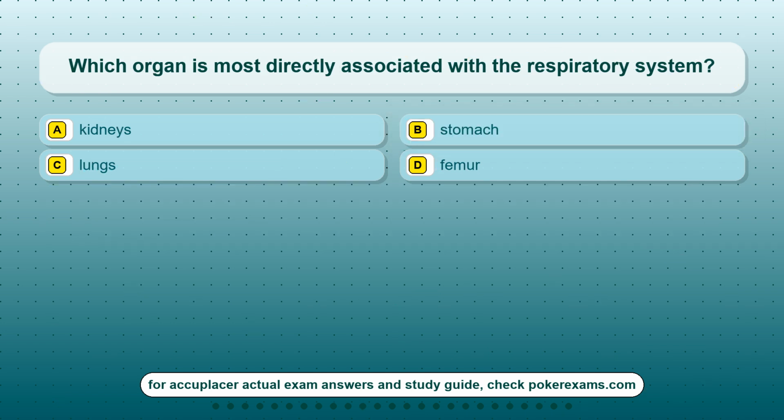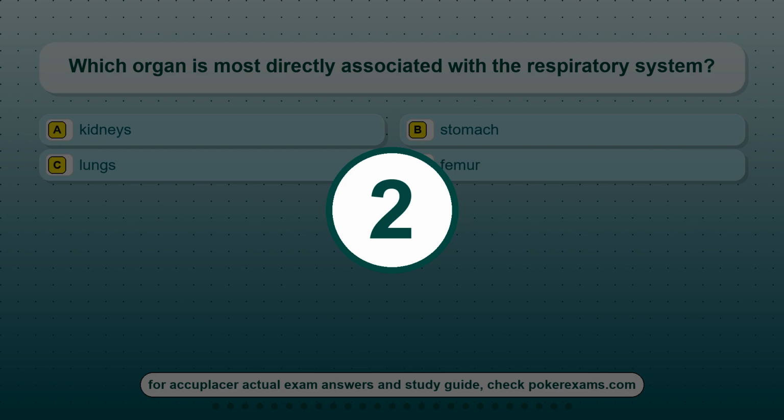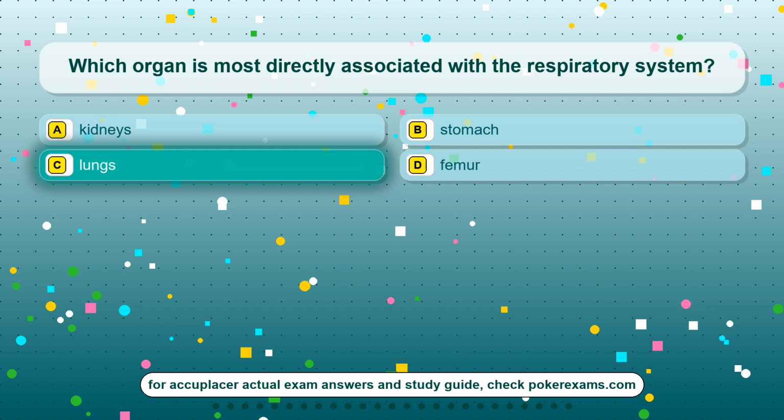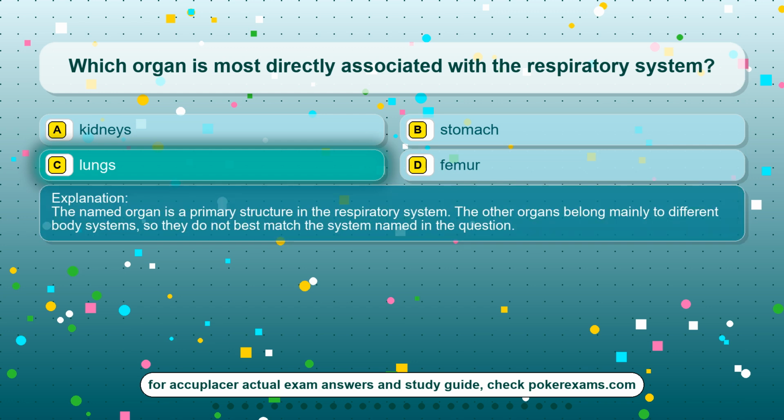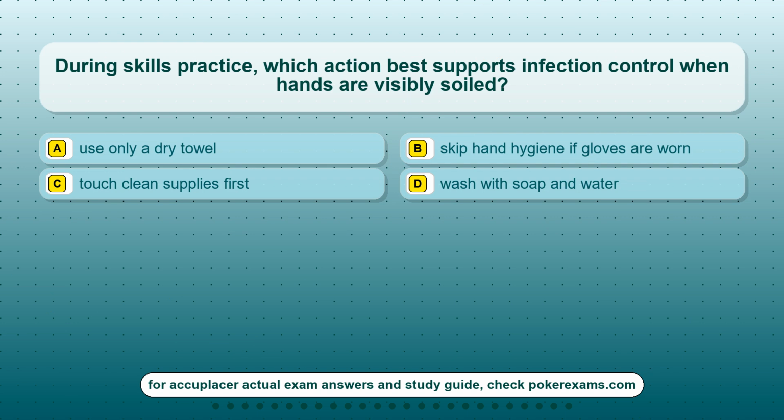Question 10. Which organ is most directly associated with the respiratory system? Option A, kidneys. Option B, stomach. Option C, the lungs. Option D, femur. The correct answer is option C, lungs. The named organ is a primary structure in the respiratory system. The other organs belong mainly to different body systems, so they do not best match the system named in the question.